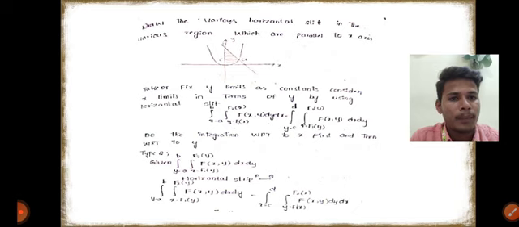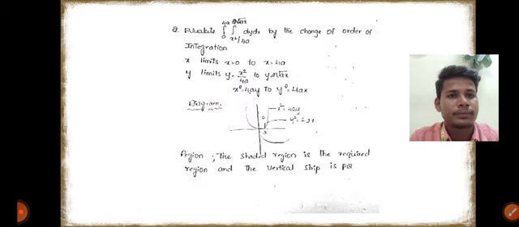Type 2: given the integral from y equals 0 to b of the integral from x equals f1(y) to f2(y) of f(x, y) dx dy, the horizontal slit is PQ. Changing the order, it becomes the integral from x equals c to d of the integral from y equals f1(x) to f2(x) of f(x, y) dy dx.